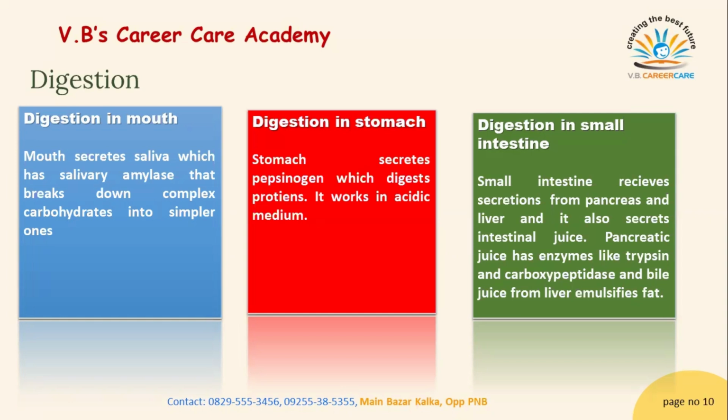Okay, now let us talk about the most important part, which is digestion. So the human digestive system is designed to digest the food. So let us study about digestion in different regions of the human digestive system. The first region in which digestion takes place is the mouth. So let us read about digestion in the mouth.